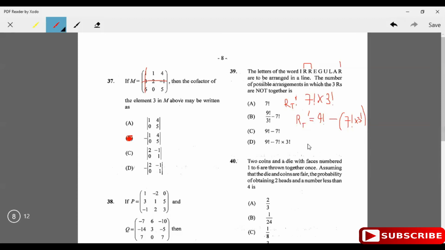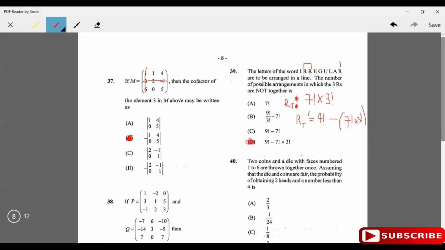So just to make that clear, the number of ways of finding where R is not together is the total possibilities minus the number of ways R is together. And this, by the way, should be a colon, RT colon. So that's delta.